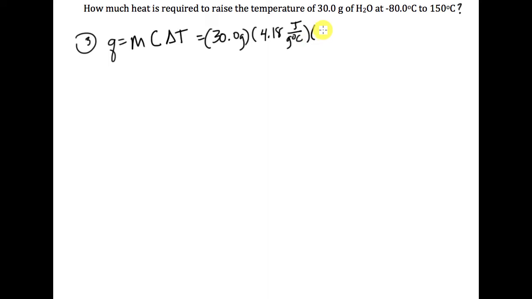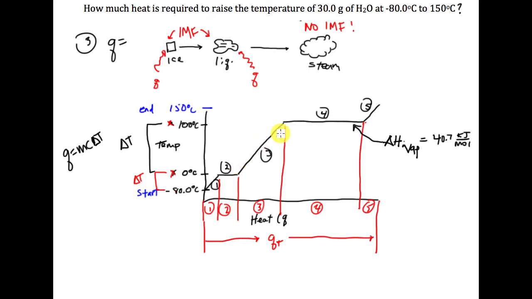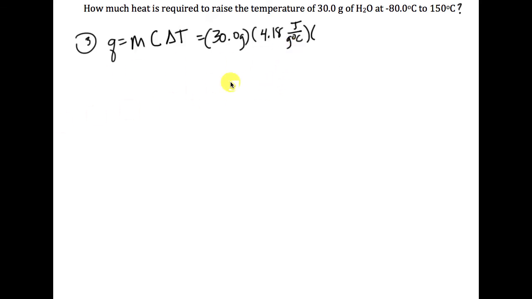My change in temperature is in that range from 0 to 100. So my final temperature is 100 and my initial temperature is 0, so final minus initial gives 100. Plug all that information in, and I can solve for my transfer of heat, which is 12,540 joules.